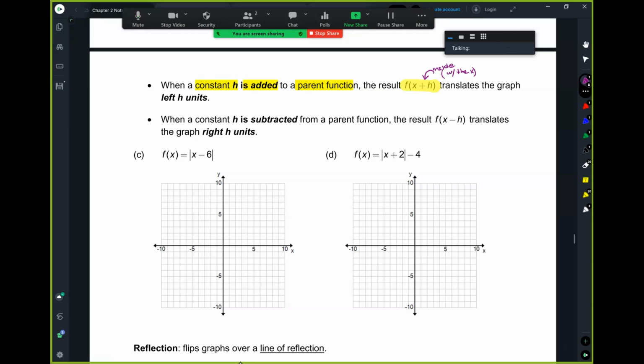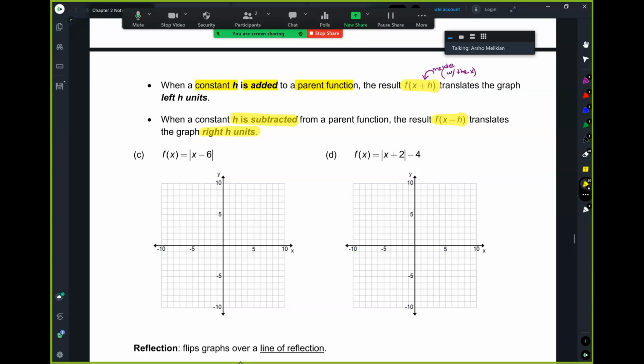So, this one though, it goes in the opposite direction. When you have x plus h, it moves to the left. Okay? When you have x minus h, it moves to the right. Okay? It's kind of counterintuitive, but is it really?